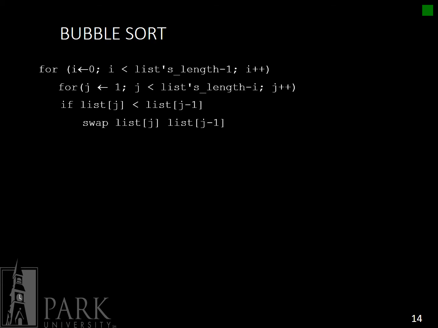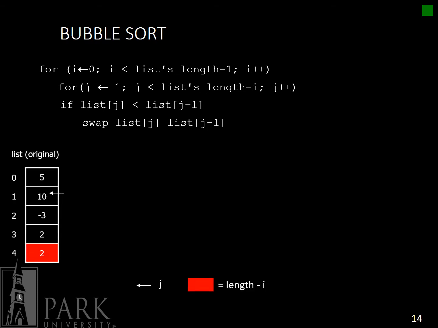Okay, so bubble sort's a little similar to insertion sort, but like all of them, it's got its own little variants, right? So for each item in the list, we're going to iterate through it a second time, and if the item is less than the item that came before it, we are going to swap them. So what does that look like?